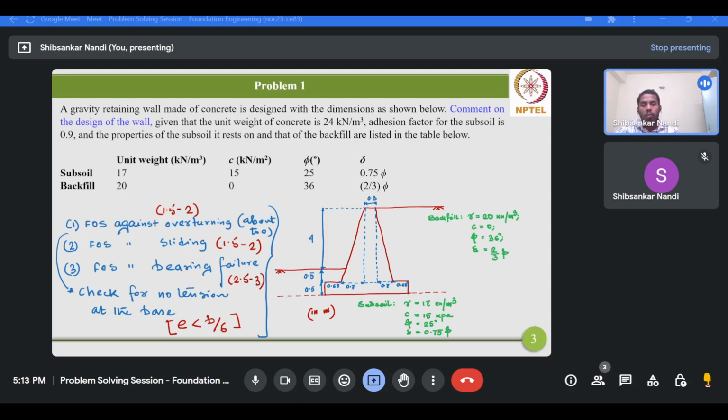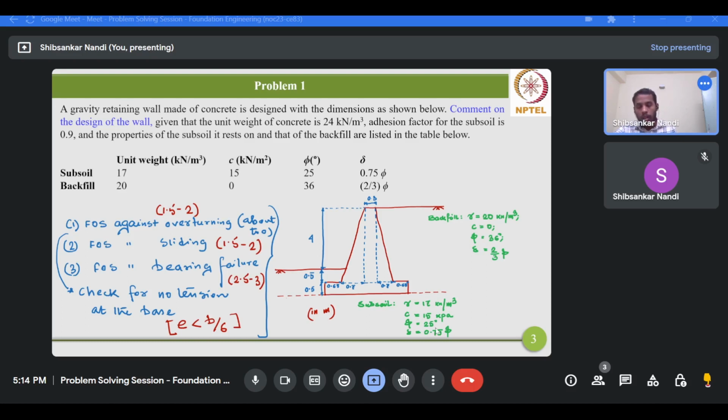So these are the backfill properties. Unit weight 20 kilonewton per meter cube. Cohesion is 0. Angle of internal friction is 36 degree. And the angle of wall friction is 2/3 of this phi. And these are the subsoil properties, where unit weight is 17 kilonewton per meter cube, cohesion is 15 kPa, phi value is 25 degree, and delta, that is at the base, here the angle of wall friction is 0.75 times phi.